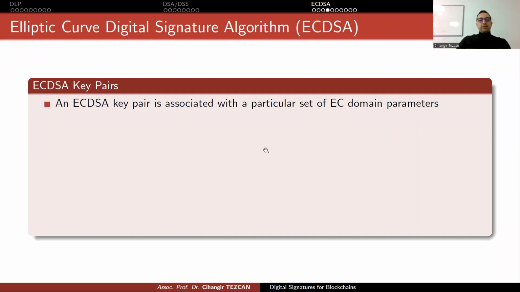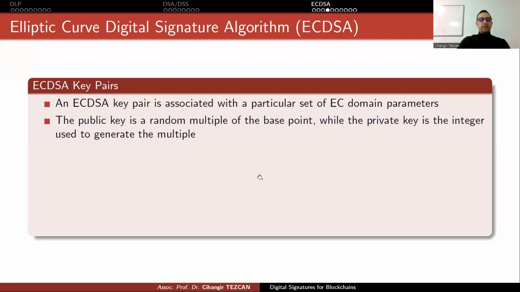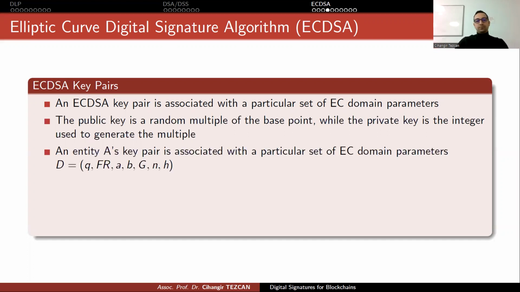An elliptic curve digital signature algorithm key pair is associated with a particular set of elliptic curve domain parameters, which we explained in the previous slide. The public key is a random multiple of the base point, while the private key is the integer used to generate the multiple. Your idea is as simple. You randomly choose an integer, say d. You add the point G to itself d many times, and the resulting point will be your public key.